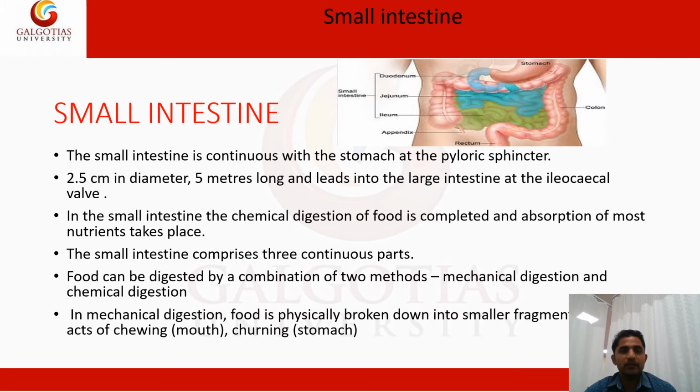So food can be digested by a combination of two methods, mechanical digestion and chemical digestion. In mechanical digestion, food is physically broken down into smaller fragments by chewing in the mouth and churning in the stomach. And chemical digestion is the breakdown of the complex structure of the food into smaller structures and a digestible form of food particles. This is called chemical digestion.